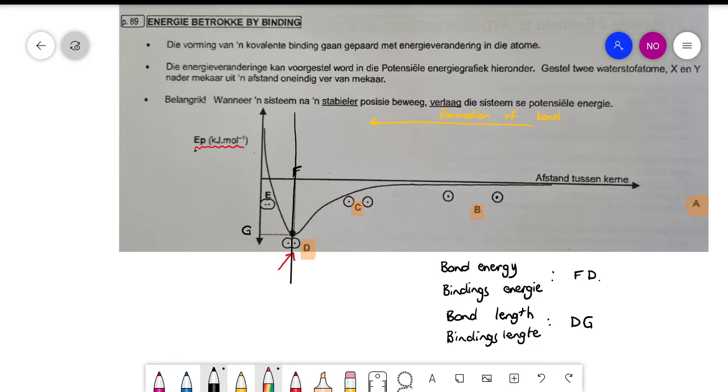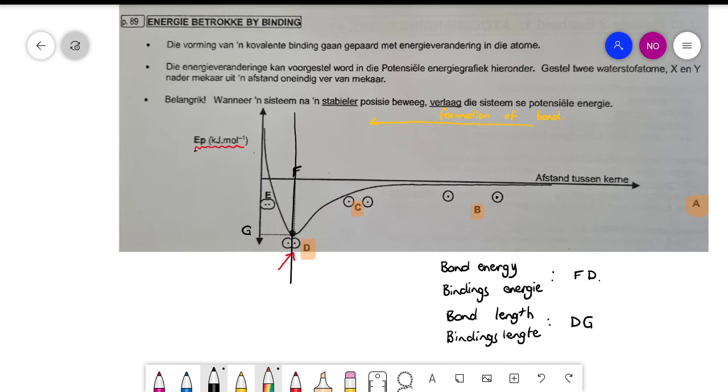Hierdie een is 'n kern en daai een is 'n elektron, hierdie een is 'n kern en daai een is 'n elektron, and vice versa. Okay, goed. So nou het hulle nader aan mekaar beweeg. Met ander woorde, daar is nou actually 'n potensiële energie wat uitgeoefen word. So that is why it goes from 0 to negative. When it reaches its minimum point, it's at its most stable point.